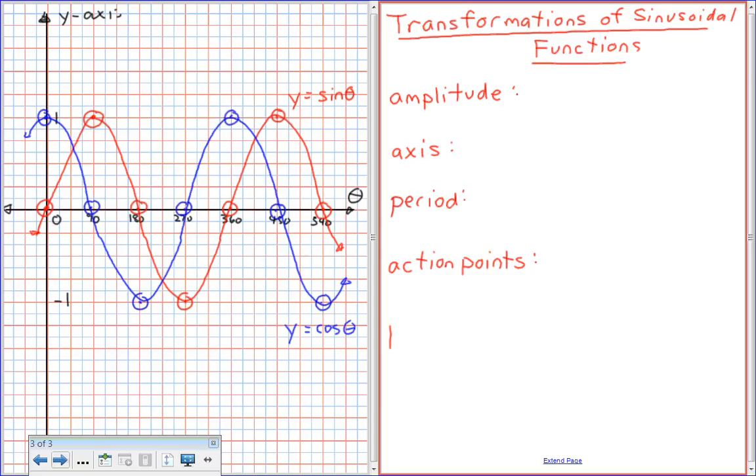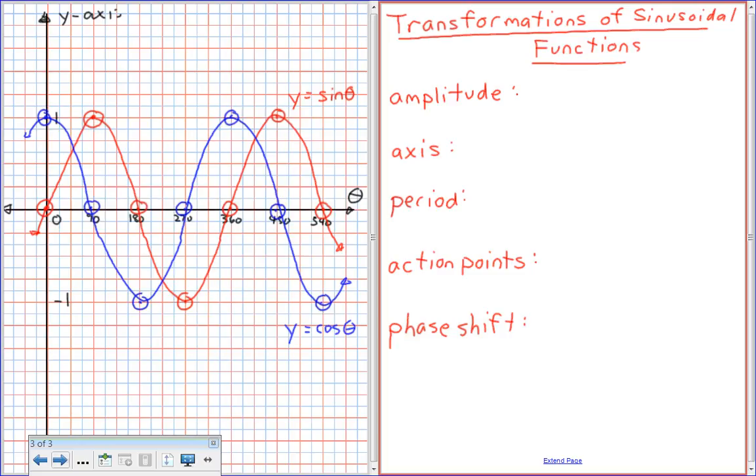Amplitude? Yes. Sinusoidal. Sinusoidal. That's all we're doing today, is graphing.